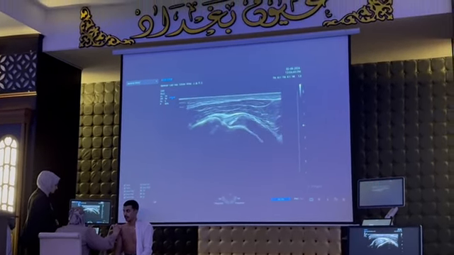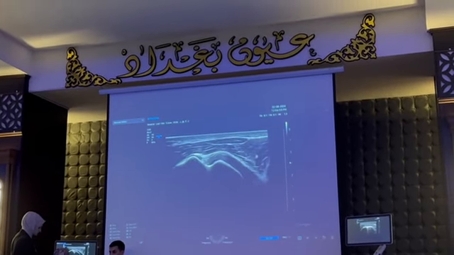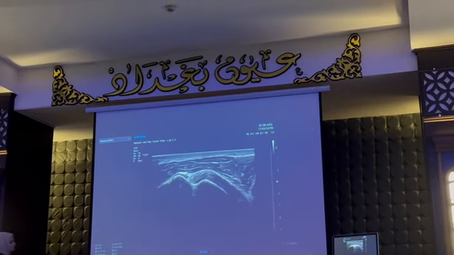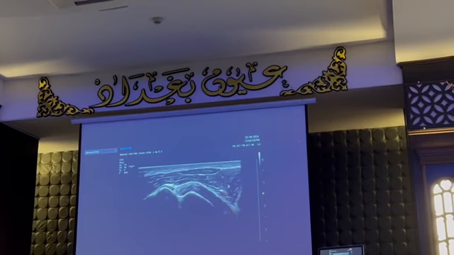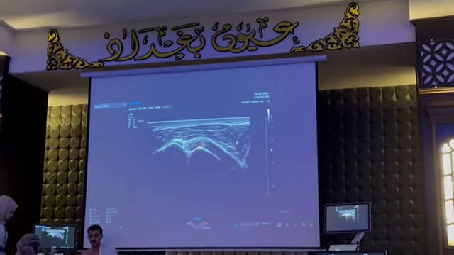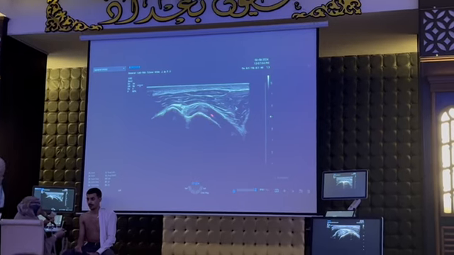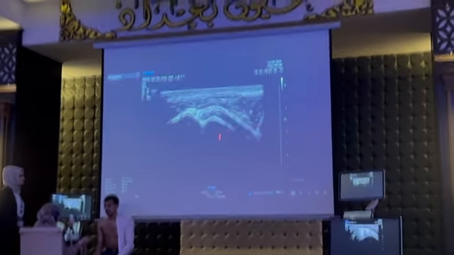This is the lesser and the greater tuberosity. And now a new muscle appears medially. If you see, a new muscle starts to appear medially, which is the only muscle that inserts into the lesser tuberosity. This is the subscapularis muscle. Now I go more medial to the coracoid process to examine it.